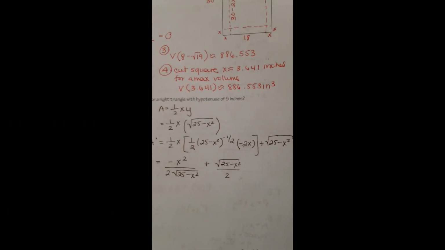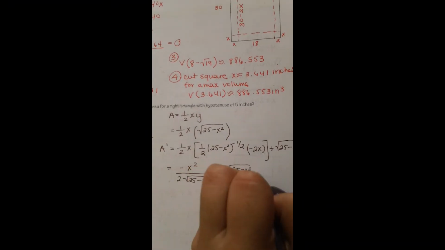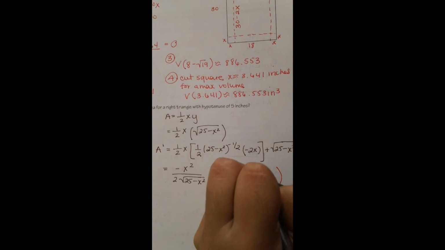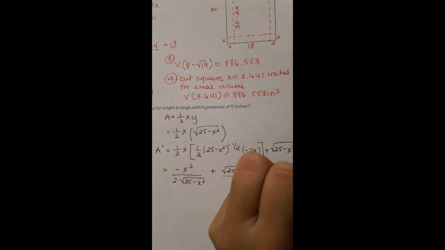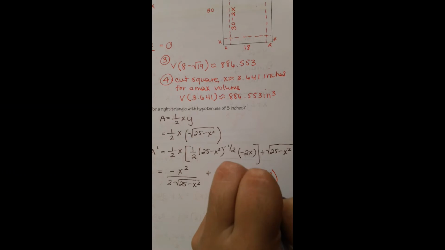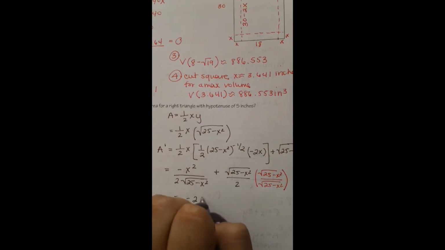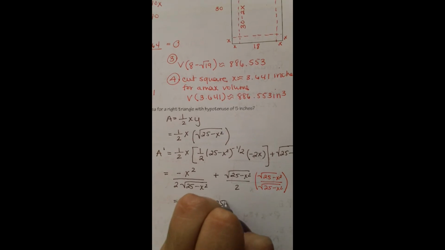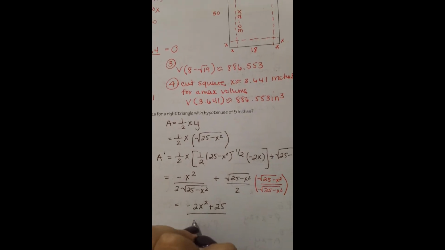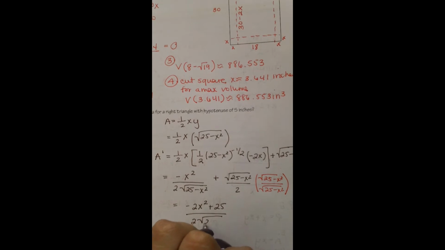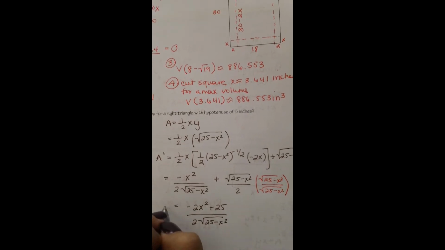Now we're going to get a common denominator between the two, which will be, multiply this one by 25 minus x squared. And once we combine our like terms, we'll end up with negative 2x squared plus 25, all of it divided by 2 square root of 25 minus x squared. And again, we're going to set this equal to 0.